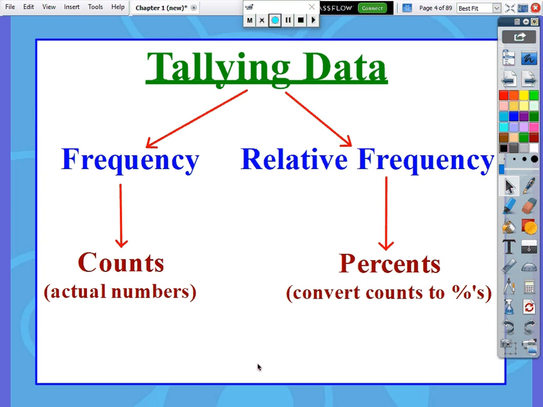Now, we're going to talk about two different ways of tallying or organizing our data and showing our data. We're either going to call it by frequency, which is just counts or the actual numbers, like if you had 12 people that had blue eye color and 24 people that had brown eye color, that would be by frequency or by count. But we could also convert those counts into percents, and we're going to call the percentages relative frequencies. So we'll do some examples where we'll show some frequency categorical variables, and we'll also discuss how to convert them to relative frequencies, which really shouldn't be that terrible.